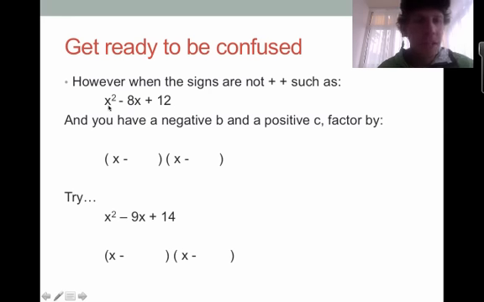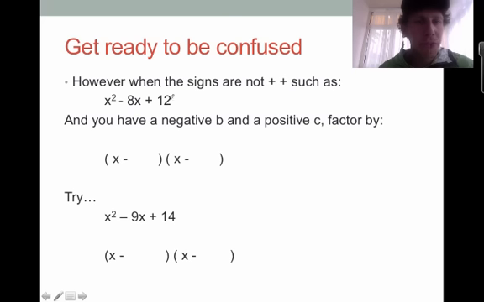So here, for example, we have x squared minus bx plus c. So the constant is still positive. We still want two numbers that multiply to a positive. However, here they're going to add to a negative. So when that's the case, our signs are going to be x minus, x minus. So it works the exact same way.